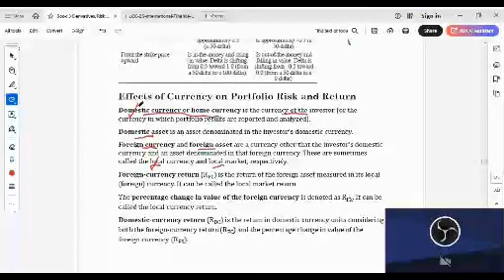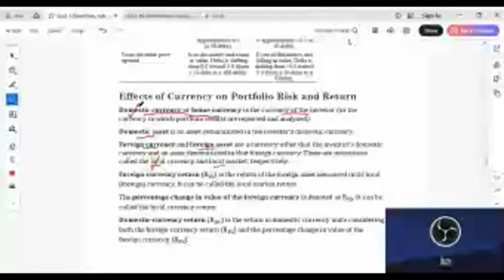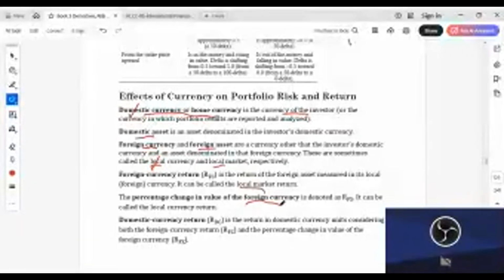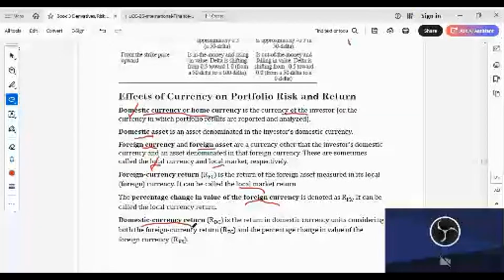Is the return for a foreign asset measured in its local currency? Means Nifty returns in terms of rupees, also called local market return. Then the percentage change in the value of the foreign currency. So that is rupee versus dollar. And then domestic currency return. So suppose a US investor has invested in it, his or her return in terms of US dollars.